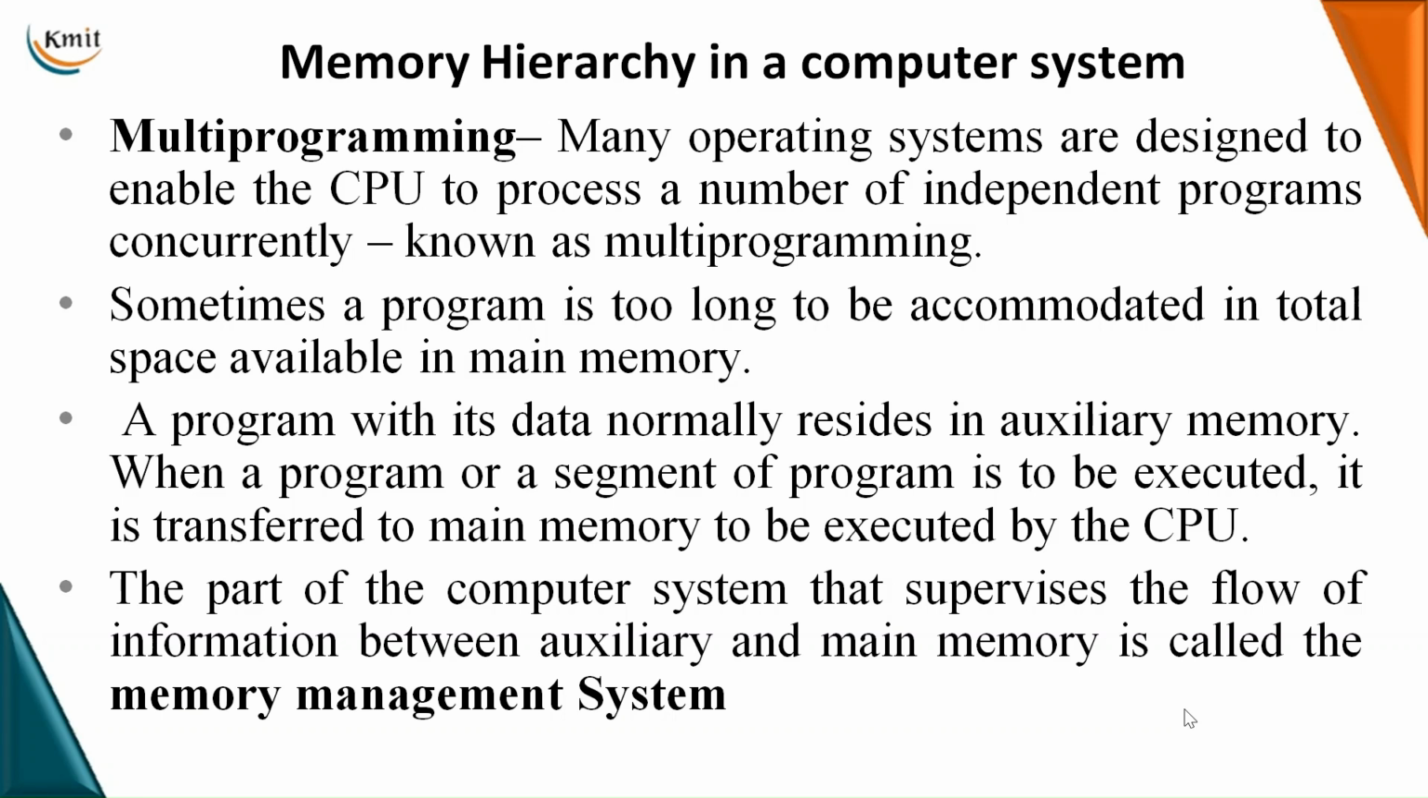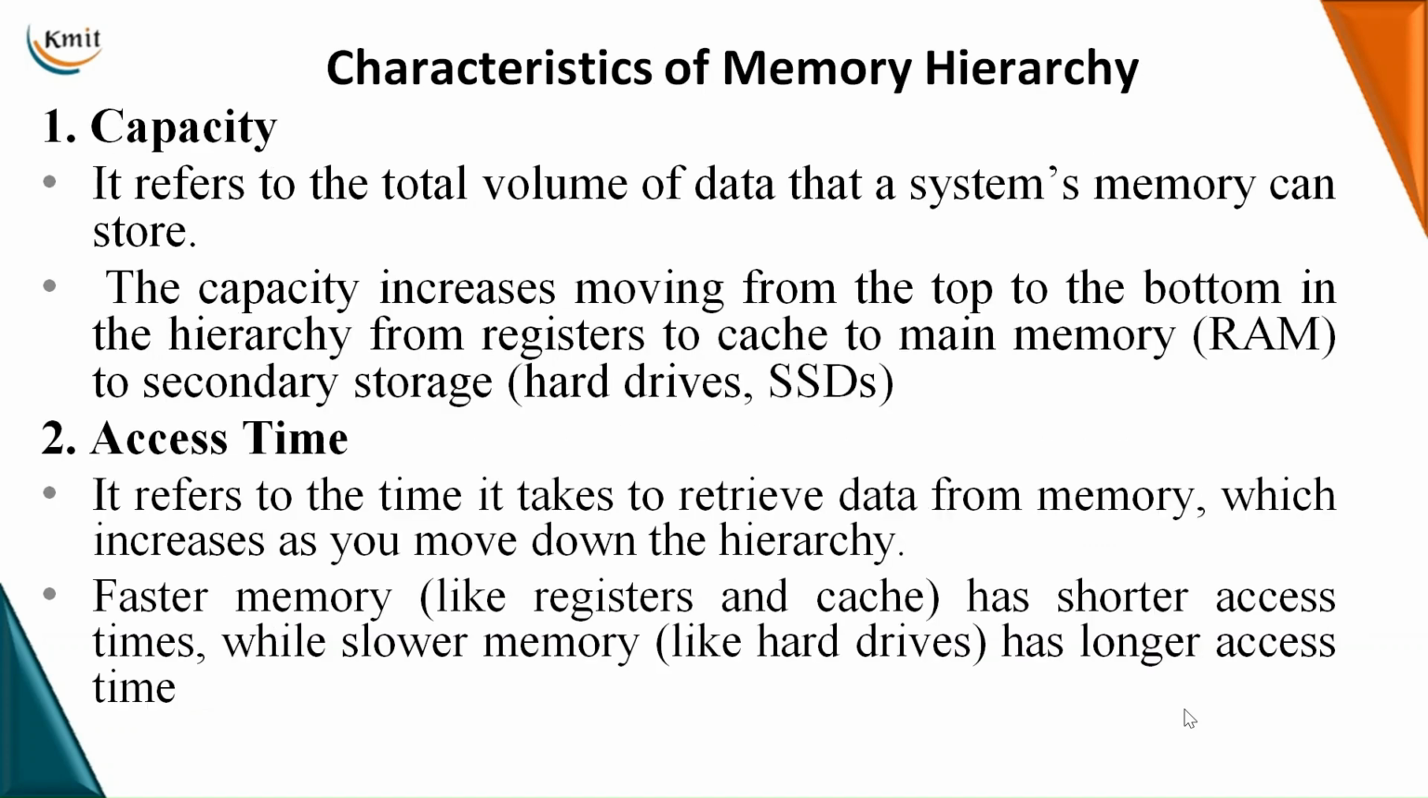This part of the computer system that supervises the flow of information between your auxiliary memory and the main memory, we call a memory management system. So when multi-programming is implemented by an operating system, in order to accommodate the memory space for multiple programs at the same time in the main memory, it is the responsibility of the memory management system to supervise the flow of information between your auxiliary memory and the main memory. That is done by the memory management system.